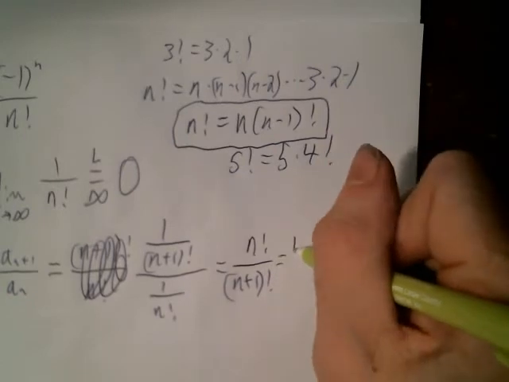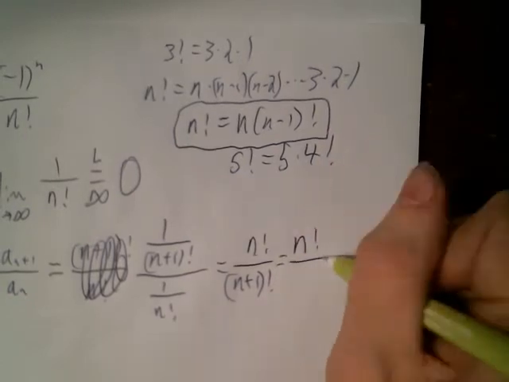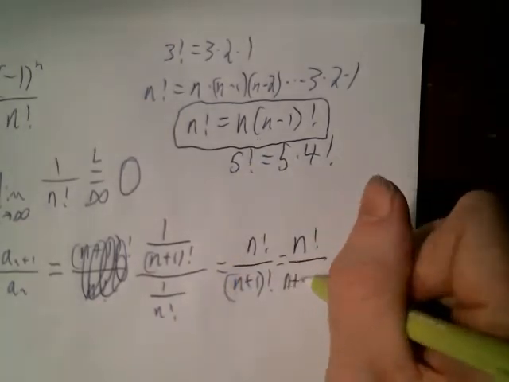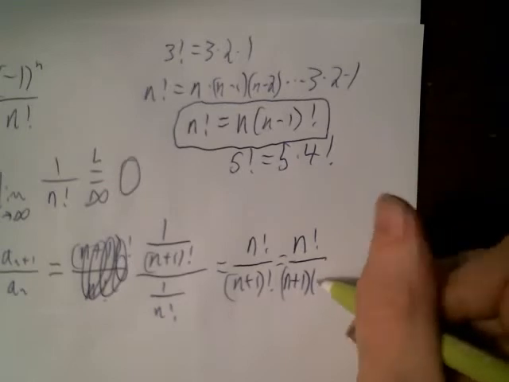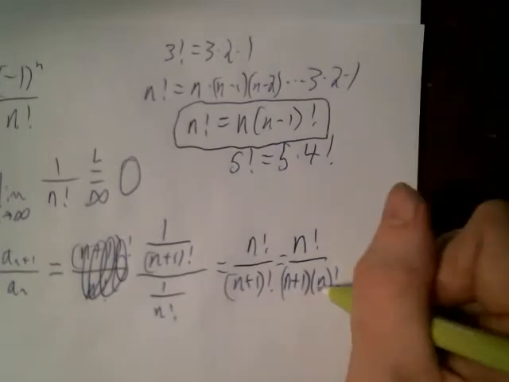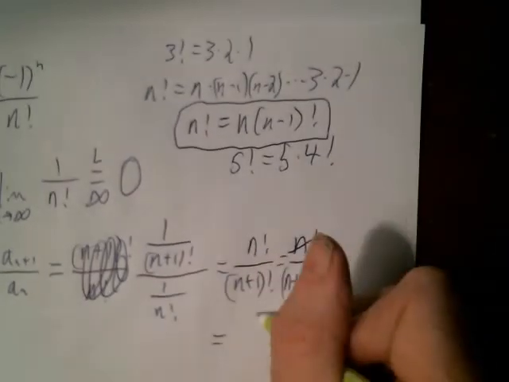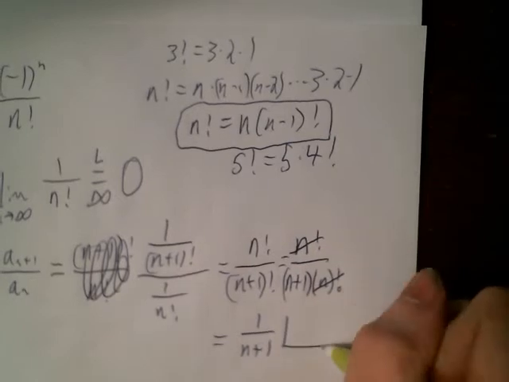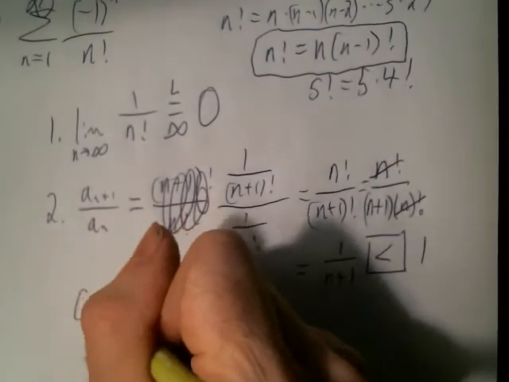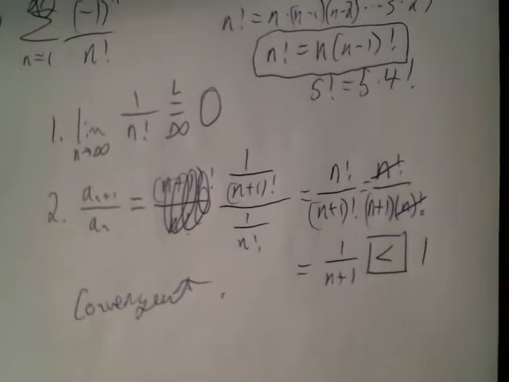Let's just leave n factorial as it is, but n plus 1 factorial, I can pull this trick on. So n plus 1 factorial is n plus 1 times n plus 1 minus 1 factorial, which is n factorial. In other words, the n factorials cancel, and I'm just left with 1 all over n plus 1. And when n is greater than or equal to 1, this will be like 1/2, 1/3, 1/4. You always get something small, that's less than 1. So again, this is convergent by the alternating series test. Okay, enough of that.